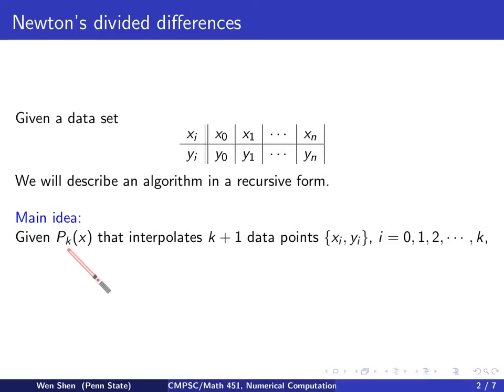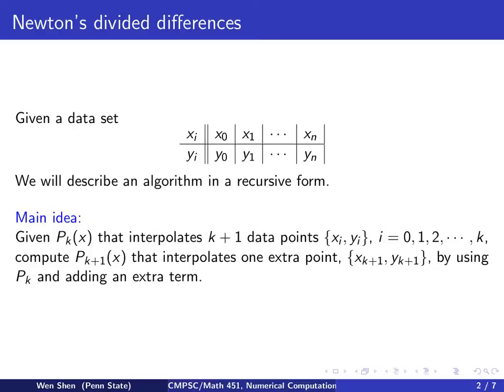Given a polynomial p_k, a polynomial of degree k that interpolates k plus 1 data points, let's say x_i, y_i, where i goes from 0, 1, 2, all the way to k, we wish to find the polynomial p_{k+1}, that is a polynomial of degree k plus 1, which would interpolate all the data points that p_k does, plus one extra point, let's call it x_{k+1}, y_{k+1}, by using the polynomial p_k we had earlier and adding an extra additional term in a particular way.